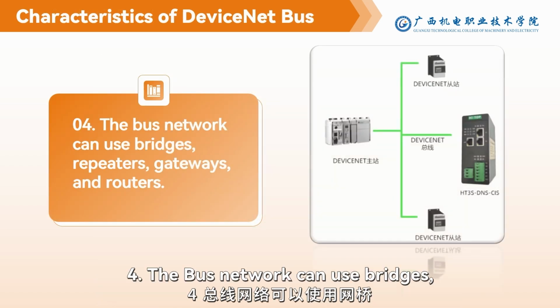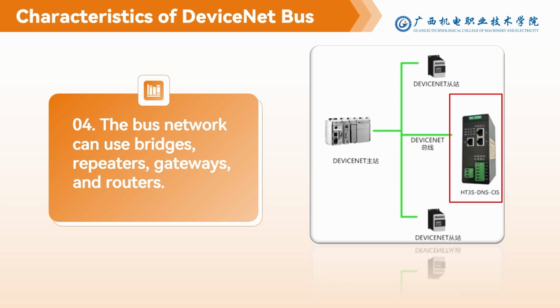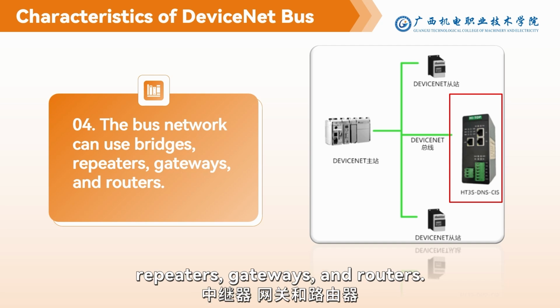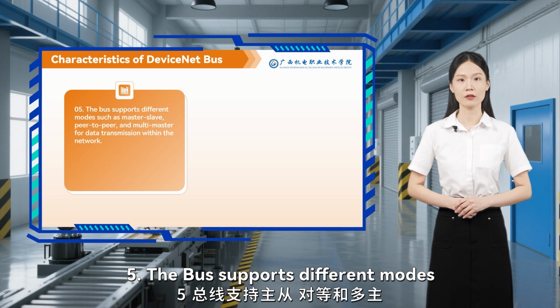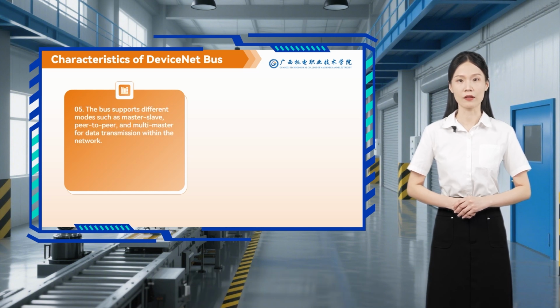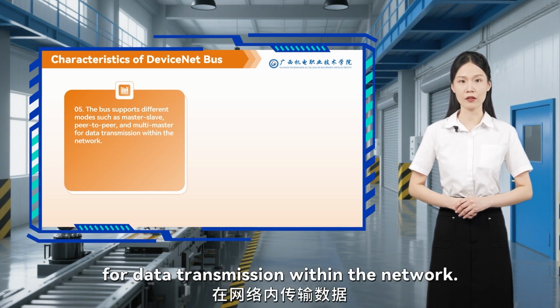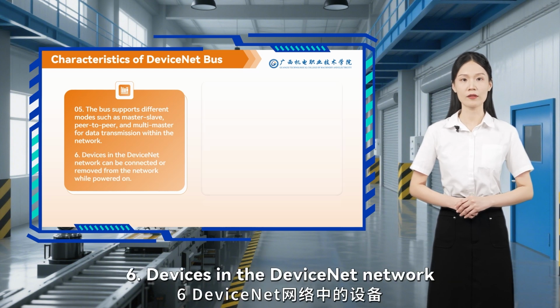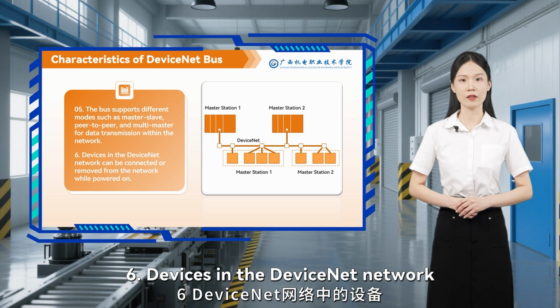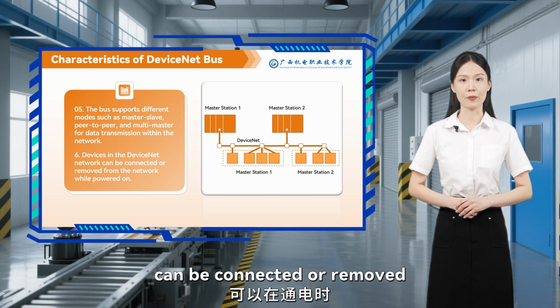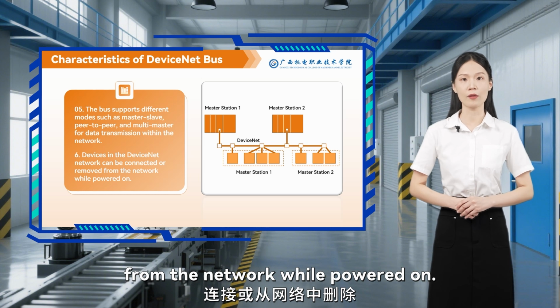Point 4. The bus network can use bridges, repeaters, gateways, and routers. Point 5. The bus supports different modes, such as master-slave, peer-to-peer, and multi-master, for data transmissions within the network. Point 6. Devices in the DeviceNet network can be connected or removed from the network while powered on.